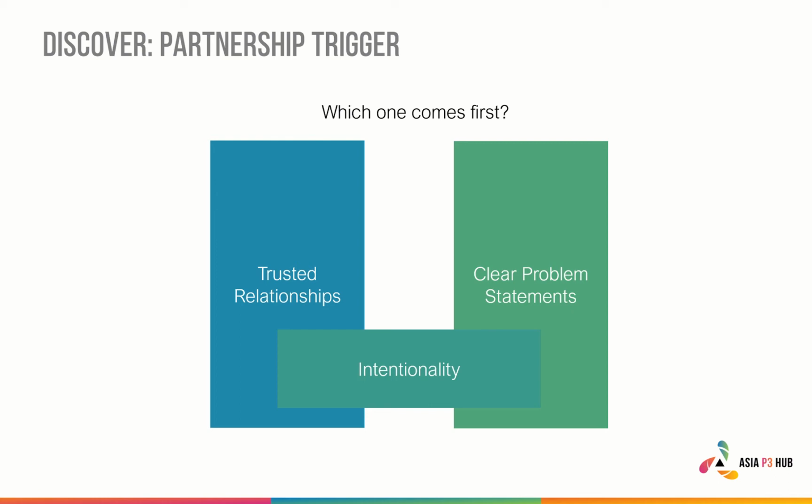Sometimes it's because you trust all other parties involved. On the other hand, sometimes maybe there isn't a single one within your network that you can partner with, but because you have a clear problem statement, you understand your problem so well, and you know that there's no way you can do it alone. Hence, you want to partner.